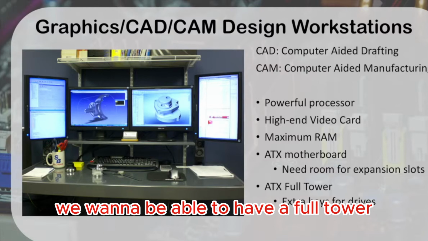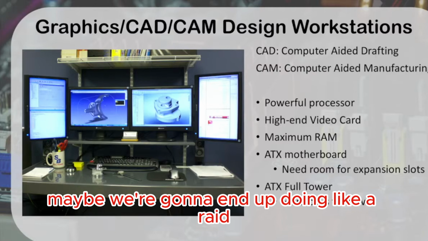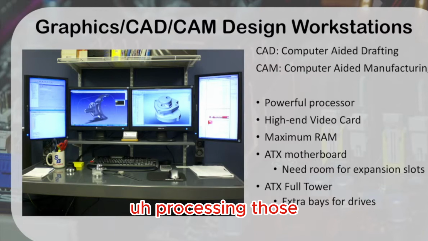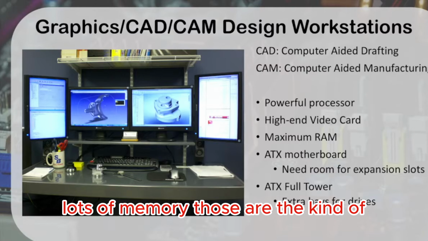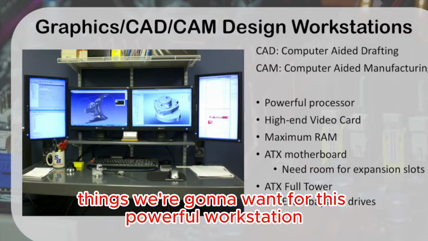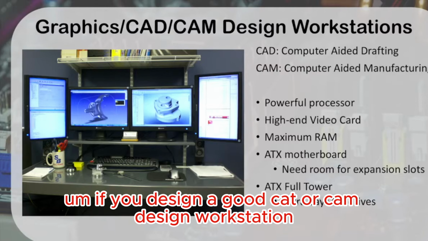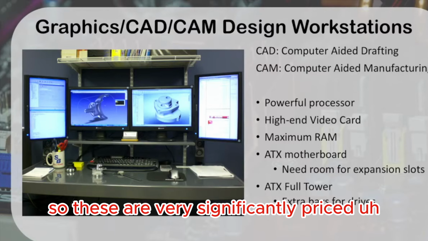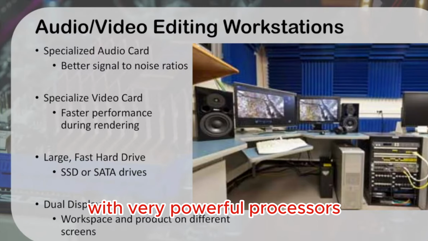We want to be able to have a full tower so that we can support lots of extra hard drives. Maybe we're going to end up doing like a RAID 0 to give us additional speed as we're doing all this graphical processing. Those are all different considerations that we'll be looking at. So really, big, powerful processors, nice video cards, lots of memory. Those are the kind of things we're going to want for this powerful workstation. These things can be very expensive. If you design a good CAD or CAM designed workstation, you can be talking $5,000 to $10,000. So these are very significantly priced, very powerful workstations with very powerful processors.